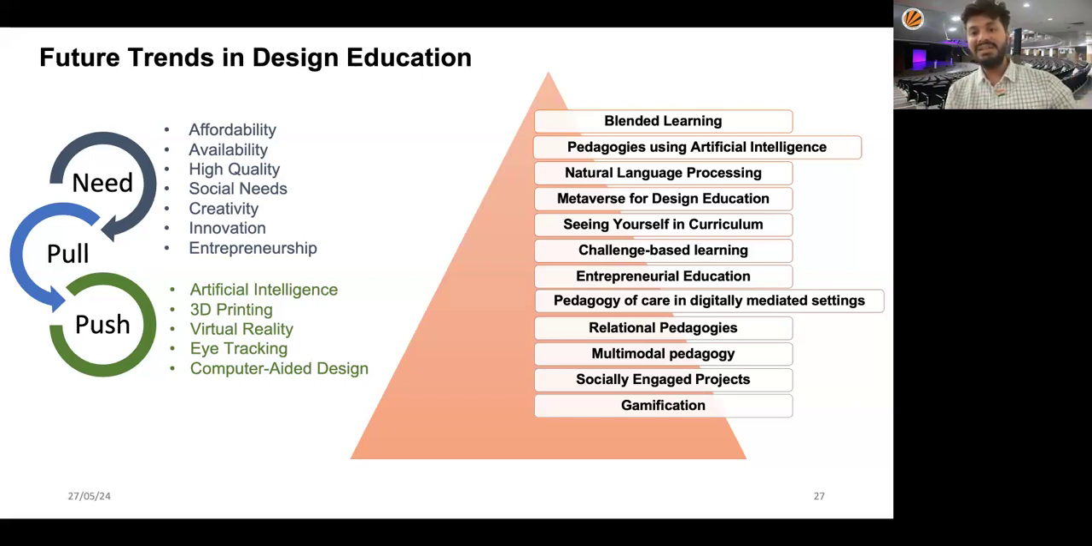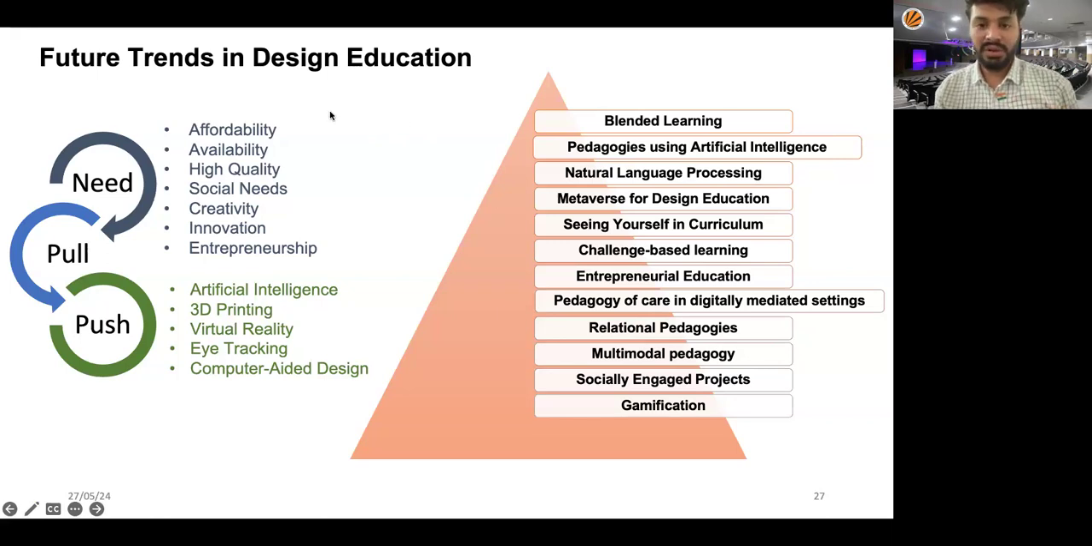You are in the 21st century. Technology pushes here, which helps you to pull these needs. That is, artificial intelligence is here. People are using ChatGPT and other AI tools in design education, and also in the design field. 3D printing is here, virtual reality is here, eye tracking is here, computer aided design is here. These are the pushes which help you to pull the needs. That is a very important thing which is required in this century. You have to keep this skill in mind. You have to learn this skill which will help you to pull the needs which I showed you in my slide.